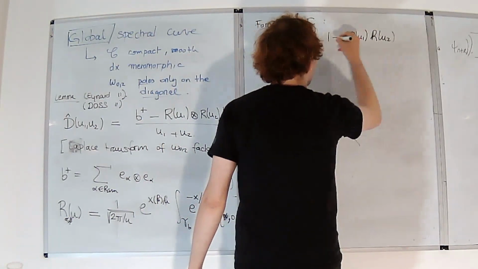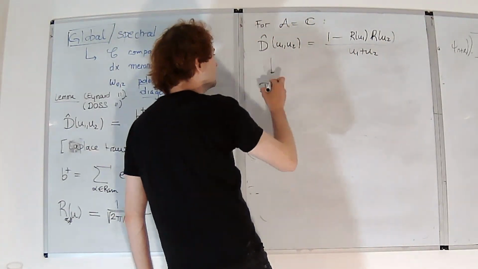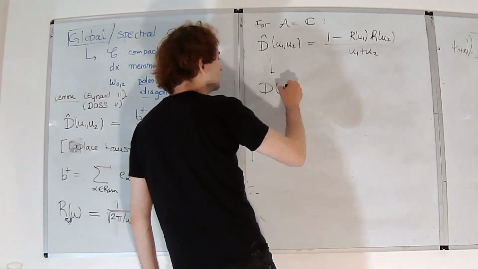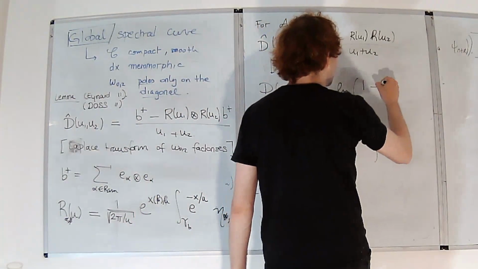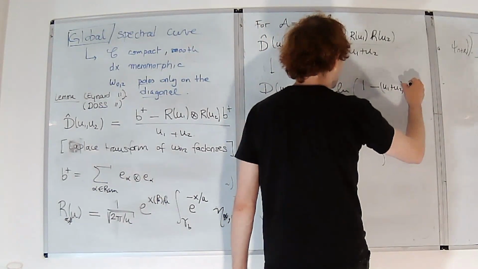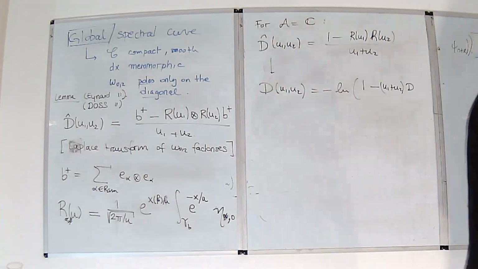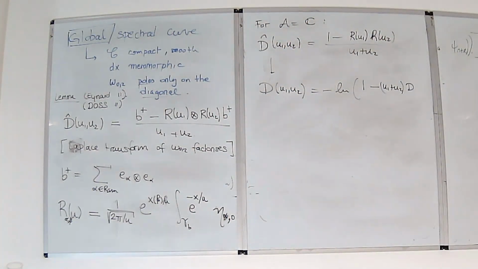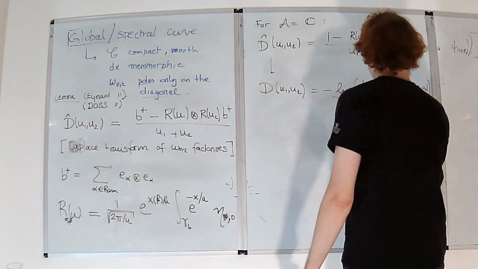There's no tensor product. It is this. So what becomes of D? So D, this was minus log of 1 minus u1 u2... Actually, I don't remember it by heart. Yes, D of u1, u2 divided by u1 plus u2.